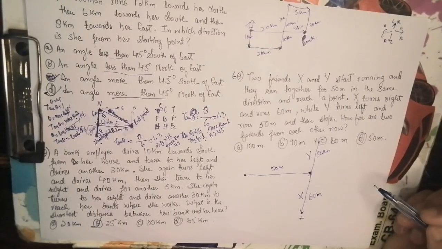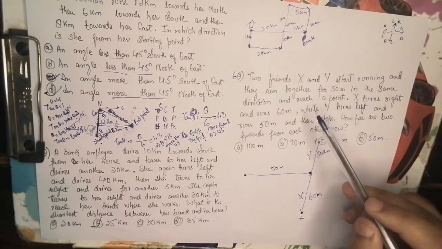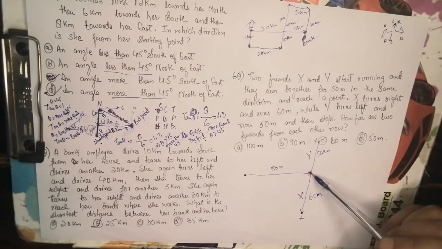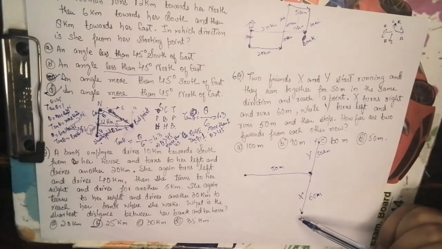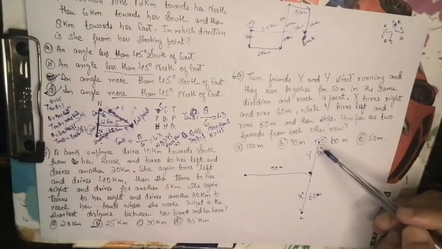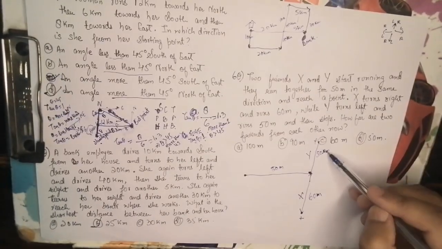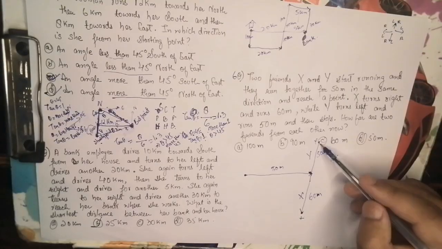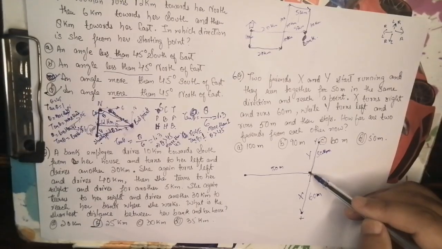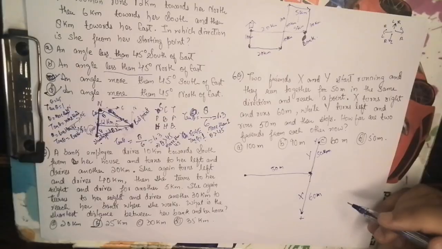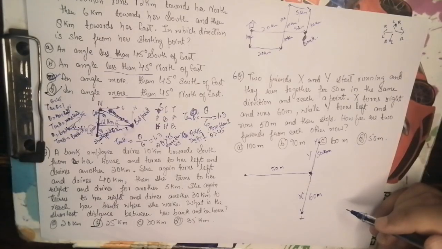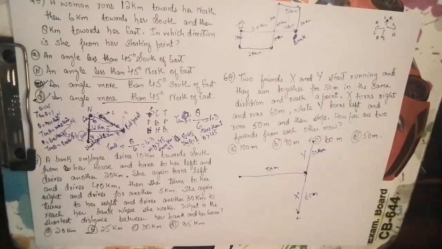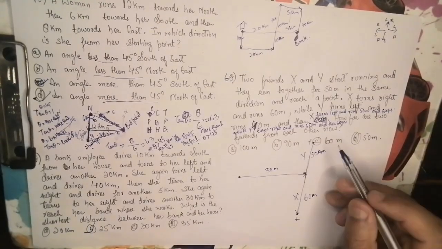Two friends X and Y start running. They run together 50 meters in the same direction and reach a point. X turns towards right 60 meters and Y turns 50 meters, not kilometers, towards left and then stops. How far are the two from each other? So from this to this they are 110 meters apart from each other, but there's no option. Now let me check. So the question was a little bit wrong.